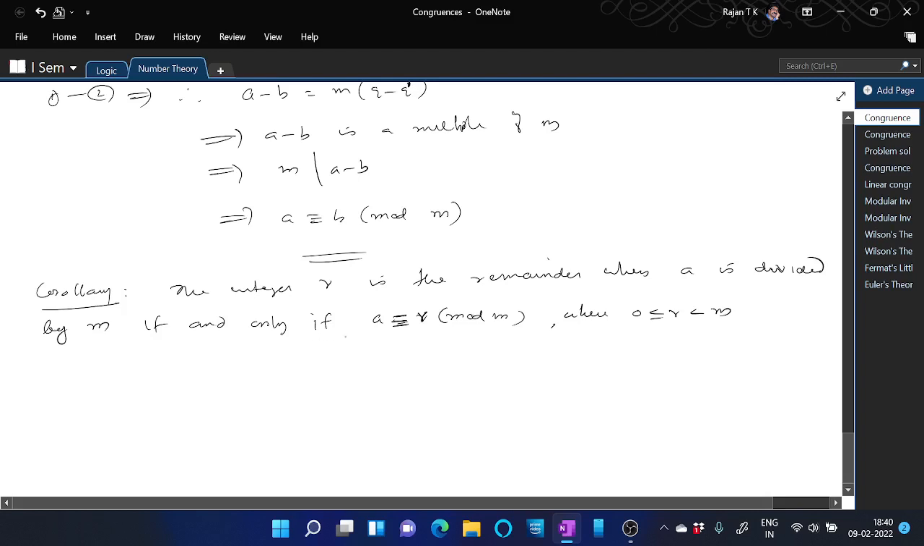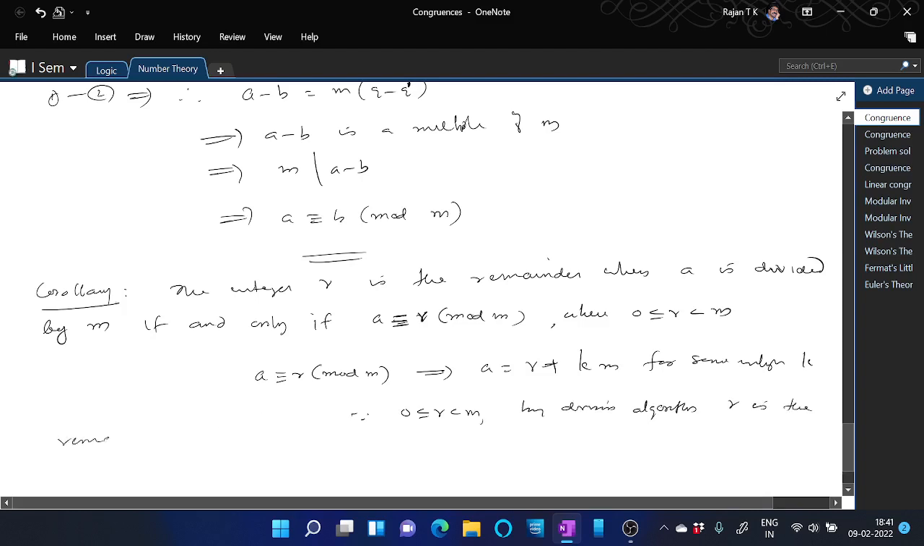Because by the definition of division algorithm, if A is congruent to R mod M, then by the result that we have got, A can be written as R plus KM for some integer K. And since R is such that 0 less than or equal to R less than M, clearly by the division algorithm, R is the remainder when A is divided by M.